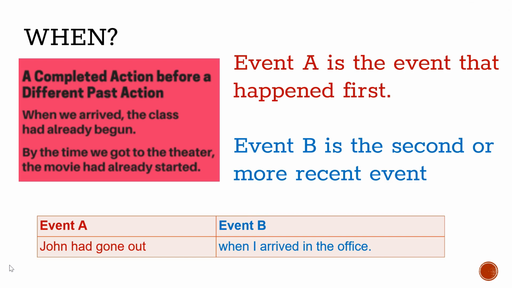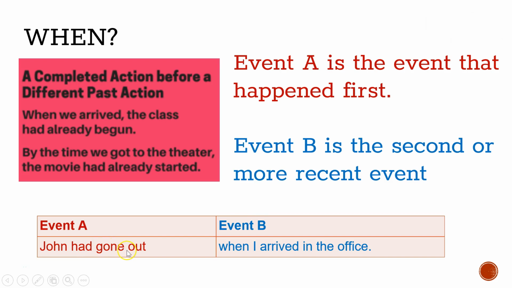Welcome back. I hope you have completed your test and am proud of your achievements. Now, let's move on. You have learned what past perfect tense is and how it is formed. Let us now look at when the past perfect tense is used. As earlier mentioned, it is used when there are two completed actions that took place in the past. For example, you have two events. Event A is the event that happened first, and event B is the second event or more recent event. So let's look at the example over here.